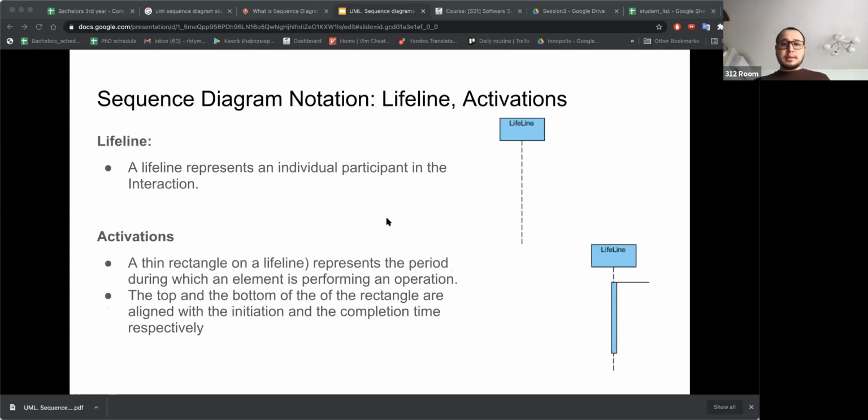The next elements in the notation are the lifeline and activations. These show how our objects live, or how the operations of objects can be shown along the vertical axis, the time dimension. With a lifeline, you can represent an individual participant in the interaction. You represent it with this blue box, and you should write the title of this lifeline.